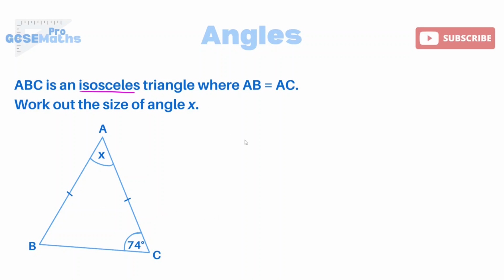So we've got an isosceles triangle, that's obviously where we've got two sides that are the same, isn't it? We want to work out the size of angle X.